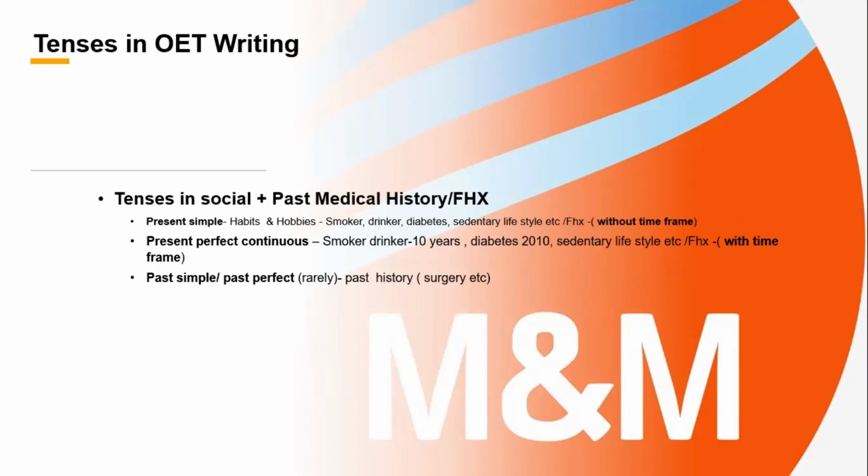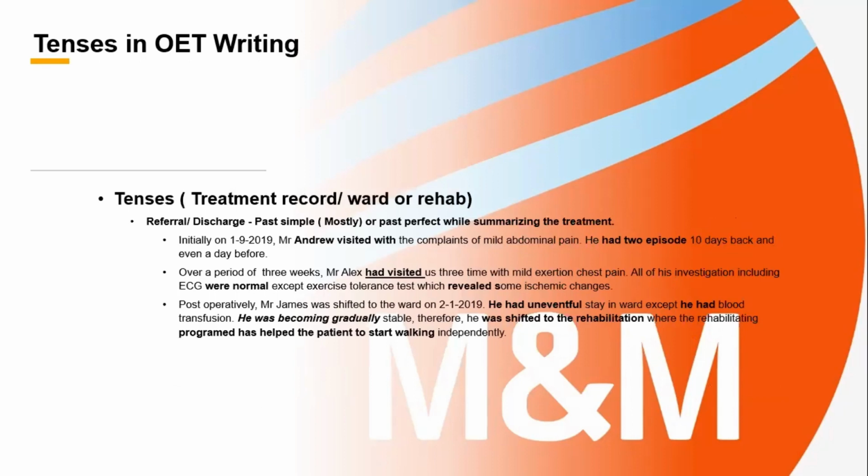Then for tenses in the social history, prefer to use the present simple without a time frame and present perfect continuous if we have a time frame. At times, very rarely, we can use the past perfect tense for past history in the history part. Then, if we have the first few visits, the treatment record, we can use the past simple. The treatment record can be used with the past simple tense. Then we can also use the past perfect tense.